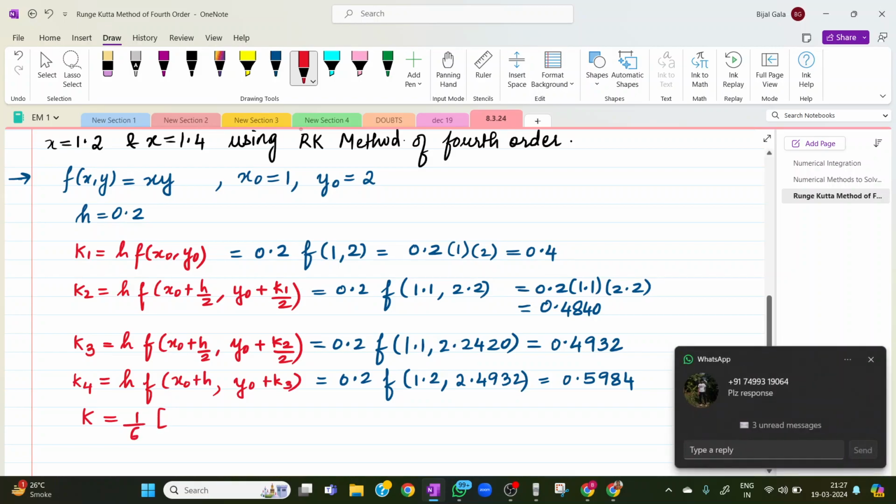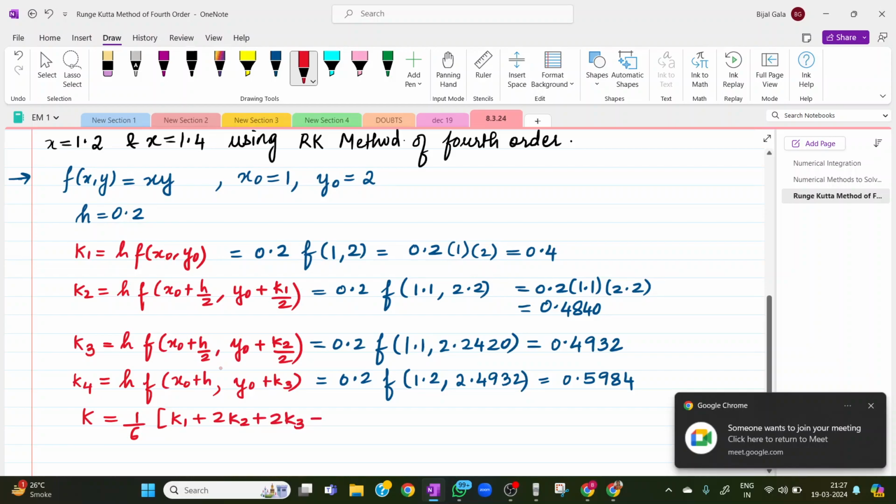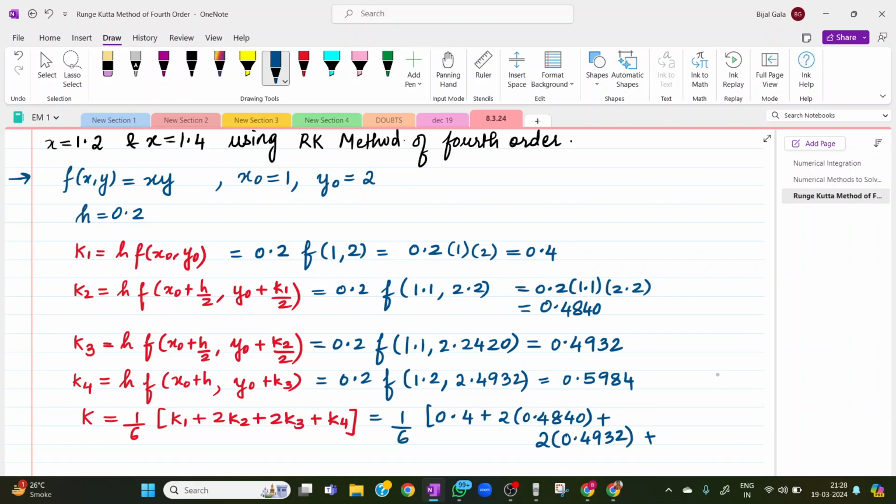Formula for K is 1 over 6, K1, 2K2, 2K3 and K4. Substitute the values. 0.4, 2 times 0.4840, 2 times 0.4932, and 0.5984. Go on to the calculation and tell me the value.